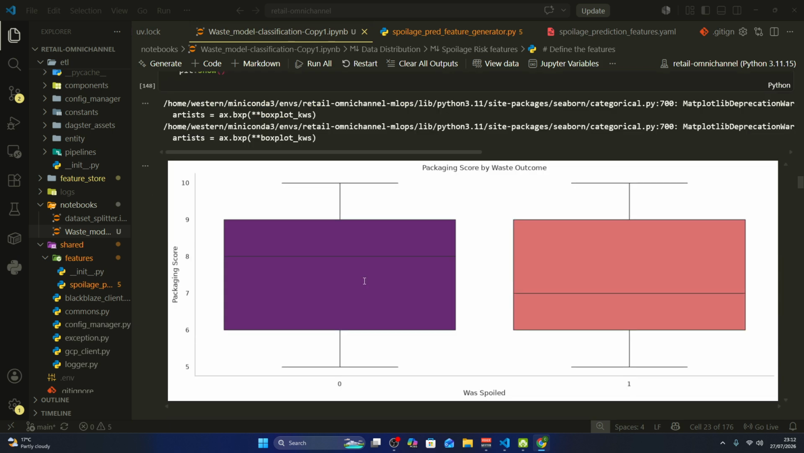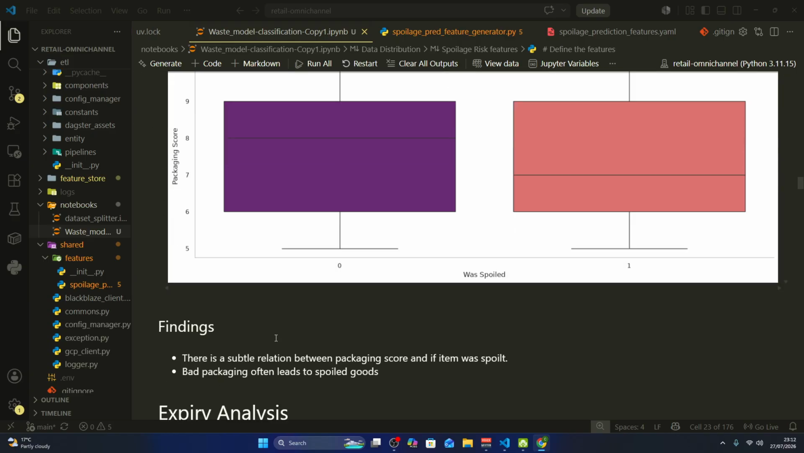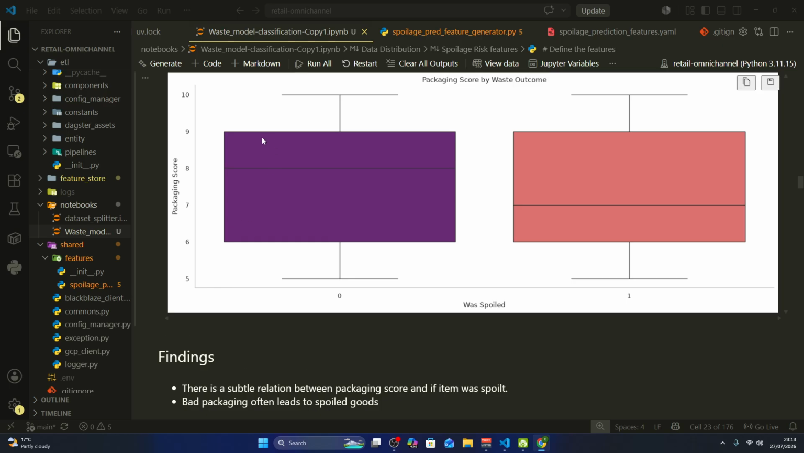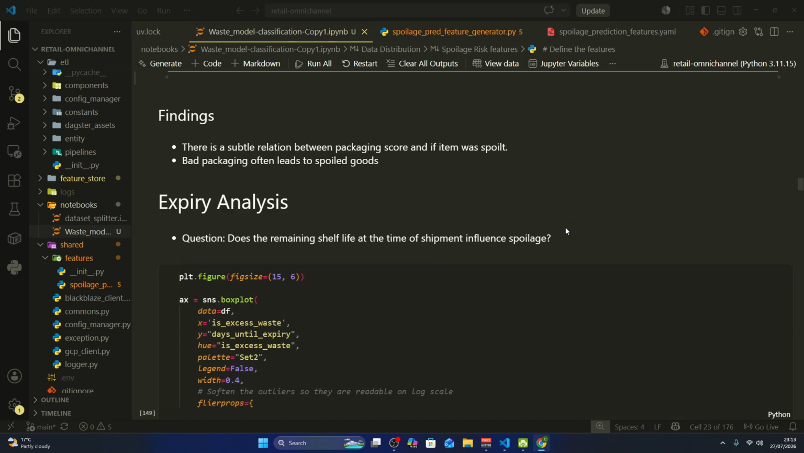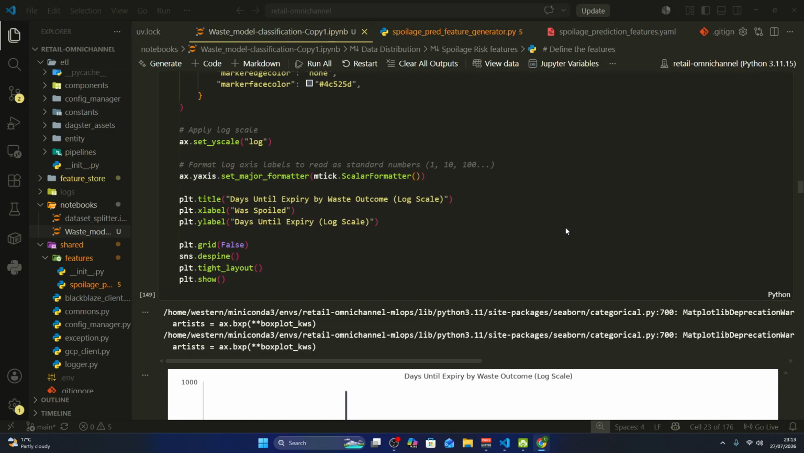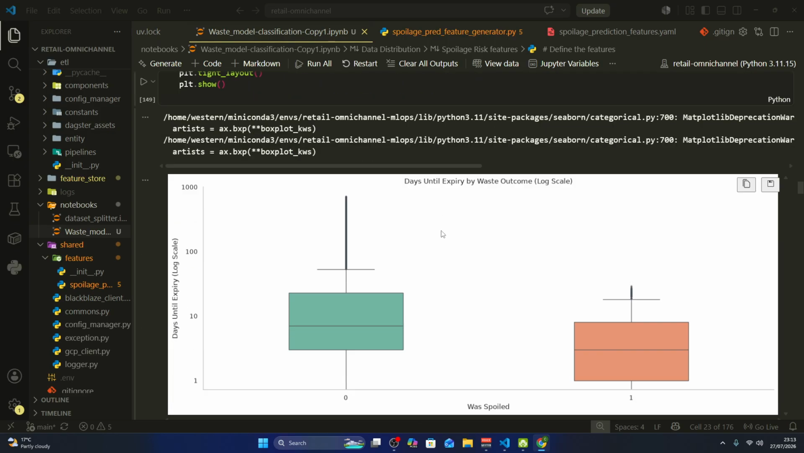Then packaging score by waste outcome. Yeah, the median packaging score. For zero, the packaging score is about 7. This one's about 8. So there is a subtle relation between packaging score and if an item got spoiled. Bad packaging often leads to spoiled goods. So good packaging score means less spoilage. Bad packaging score means higher rates of spoilage.